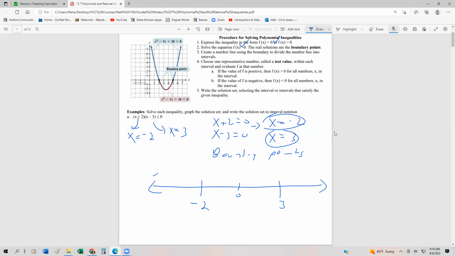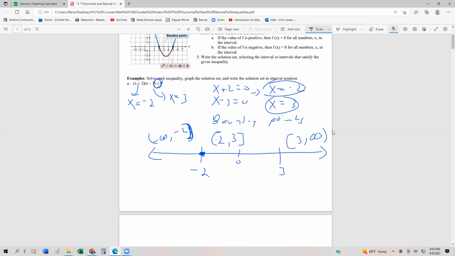We have one from -infinity to -2, and it should include it because it's less than or equal. So if it's less than or equal, we're going to put a solid dot there. We have another interval, and I'm going to put a bracket here because it's inclusive. We have another interval from -2 to 3. And then finally, we have a third interval from 3 to infinity.